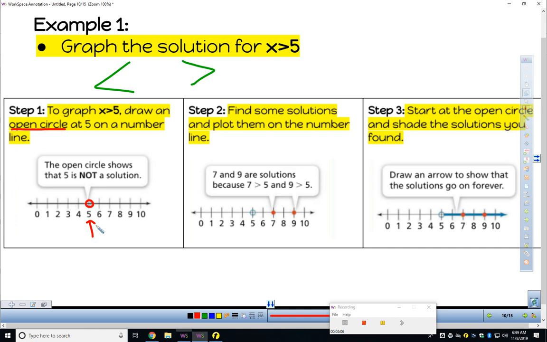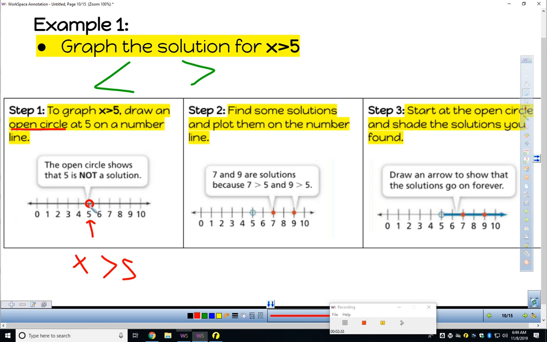So let's say x represents the number of xylophones. How many xylophones do you have? That's a stupid example. Let's say x represents how old you are. So if my age is greater than 5, that means I am not 5 years old.